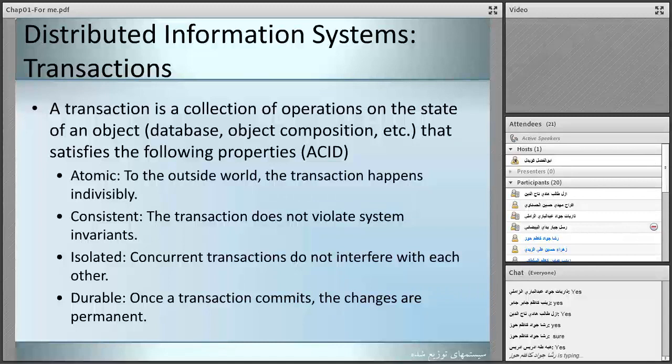And the last one is about durability. Durability means once the transaction commits, it means once this transaction completed successfully, the changes are permanent. When you change the database, these changes would be permanent. It's durability.